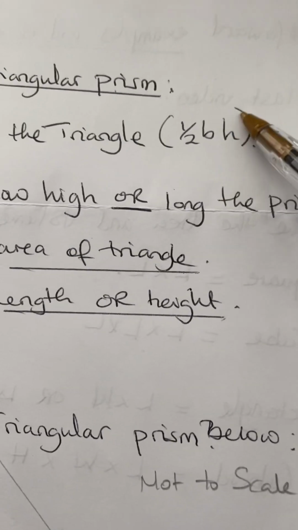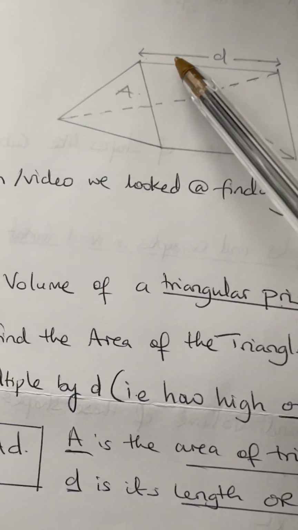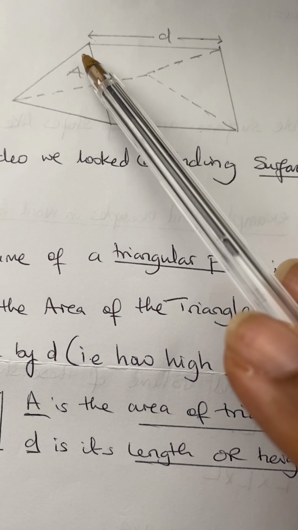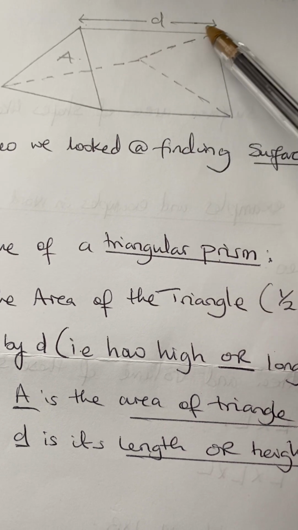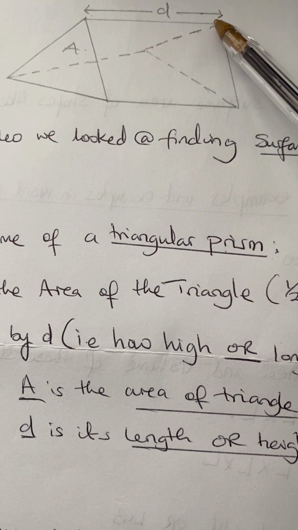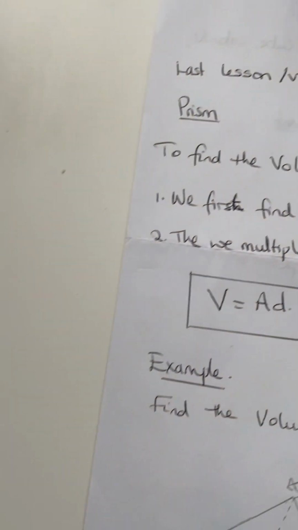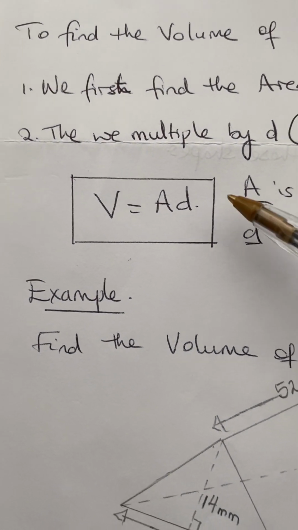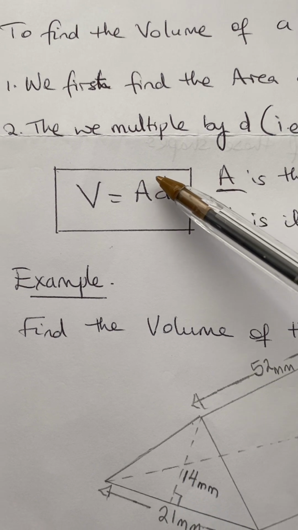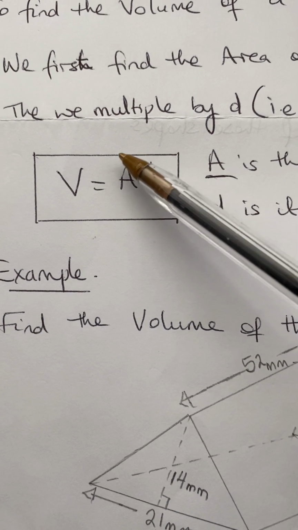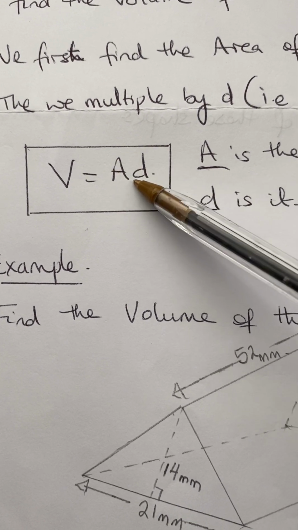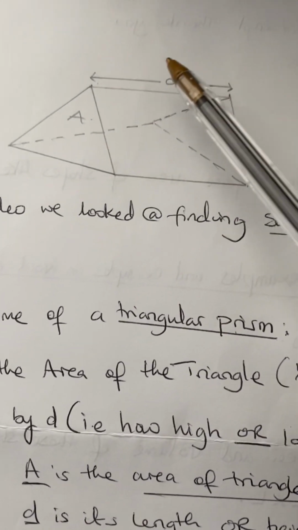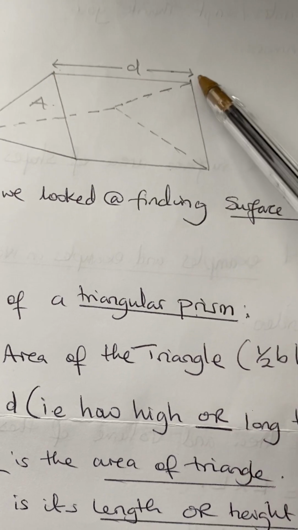So after you've got the area, you multiply it by this distance here. Okay, the length of the whole prism, which is straightforward. Okay, and we call that this. So the volume of the triangular prism, first you find the area of the triangle, and then you multiply it by d, which is the distance from here to there.